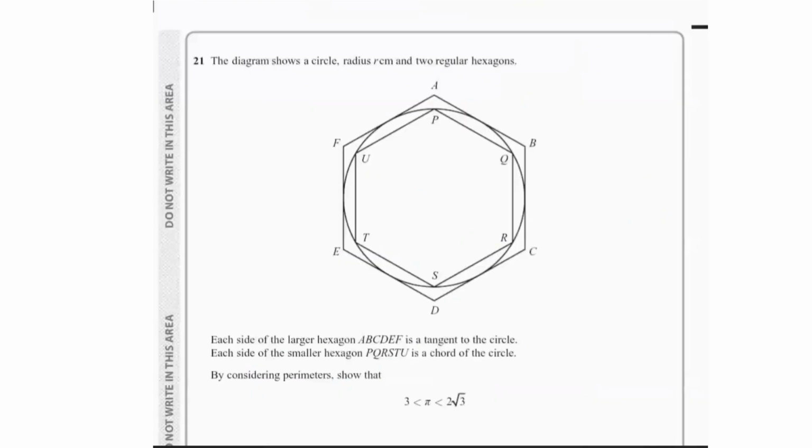Question number 21. The diagram shows a circle of radius r centimeters and two regular hexagons. Each side of the large hexagon ABCDEF is a tangent to the circle, and each side of the smaller hexagon PQRSTU is a chord of the circle. By considering perimeters, show that pi is less than 2 root 3 but greater than 3.